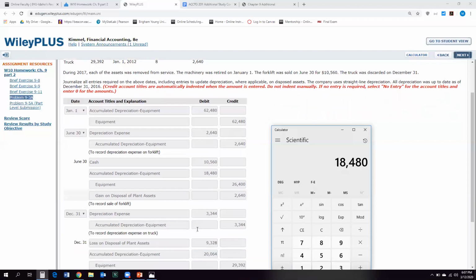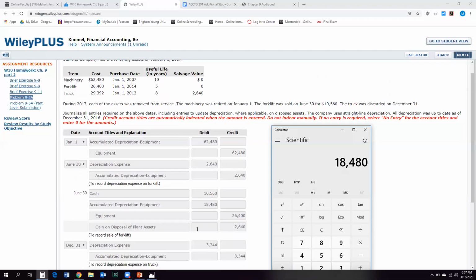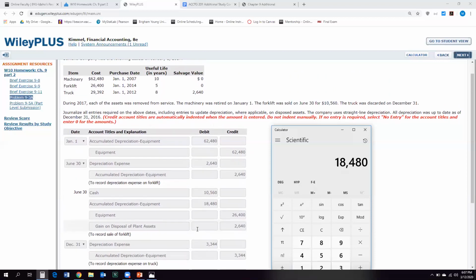Okay. And then the other asset, the truck. The truck was discarded. Poor truck. Okay. Feel bad for it. What's that? I feel bad for the poor truck. Yeah, exactly.